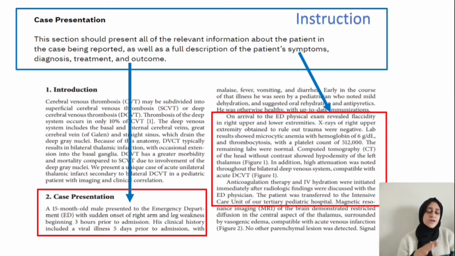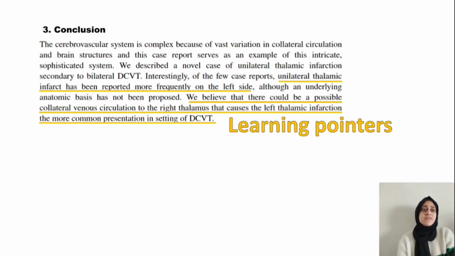Then they're talking about the treatment over here, management. They gave anticoagulants and IV hydration immediately. In conclusion, they have pointed out new pointers and new findings that are going to be added to the medical literature. They believe there could be a possible collateral circulation in the right thalamus, and maybe not there in the left thalamus, because of which left thalamic infarcts have been more common.